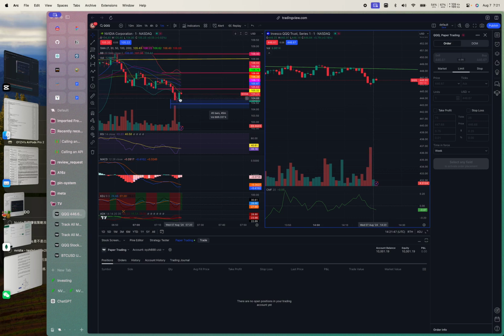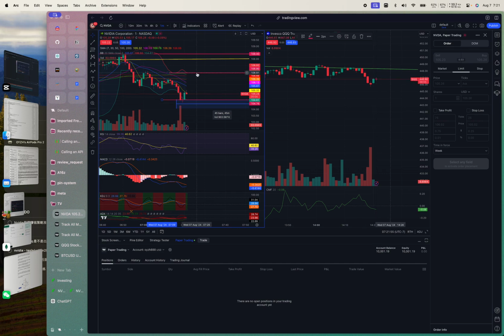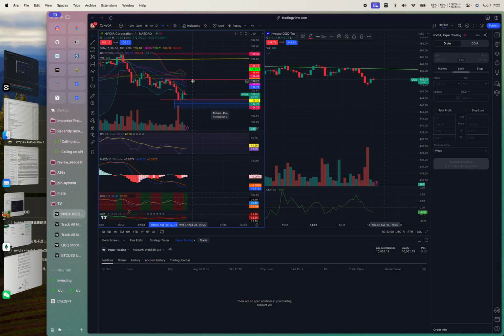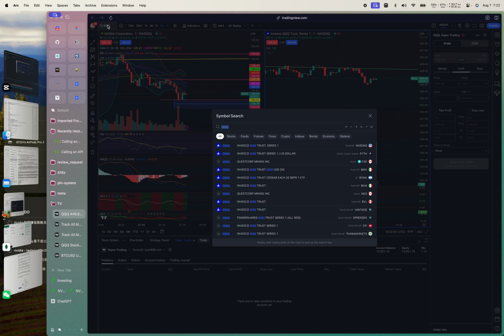So again, we don't have an opportunity now. I will lower the pressure line to this one. The reason is it has already dropped below that price. So it's back in the fluctuating range again. I don't have any opportunity.